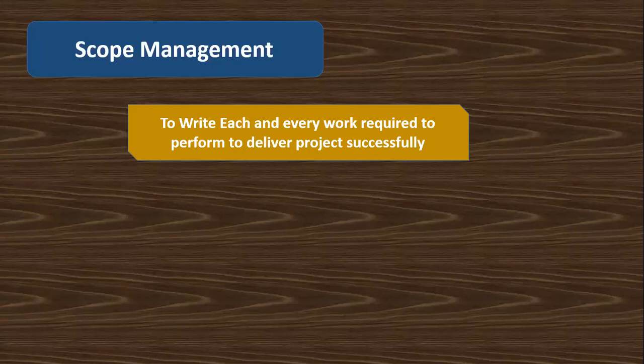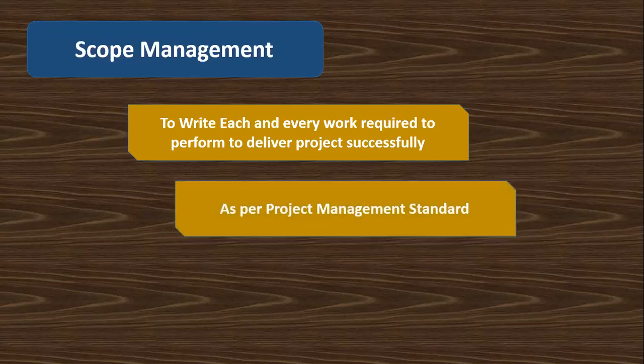Like if you have to build one building, you have to write each and everything you require to complete the construction of the building, or construction of a road project. You need design, you need procurement, you need construction activities. So in scope management, we have to write each and everything. I will go into the details step by step, but at this moment I'm just defining what scope management actually is. So as per project management standards, we have to write each and everything we have to do while delivering our project.